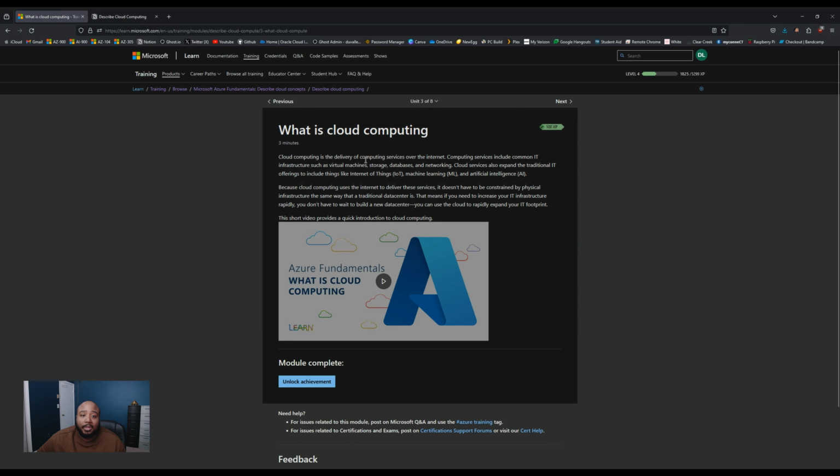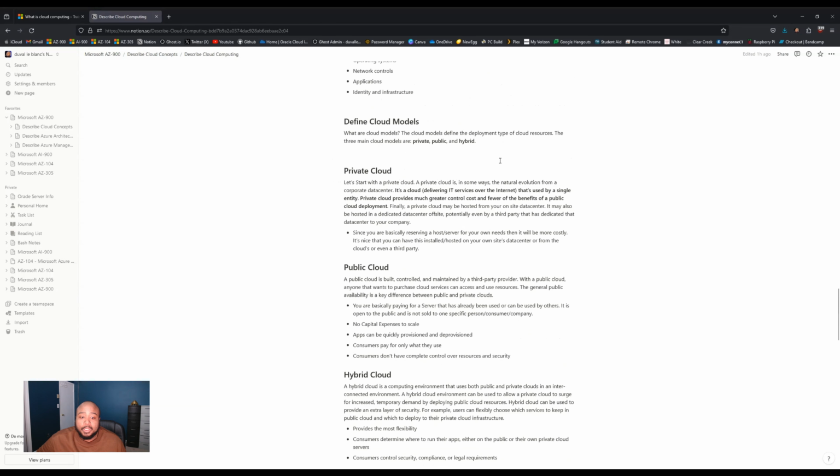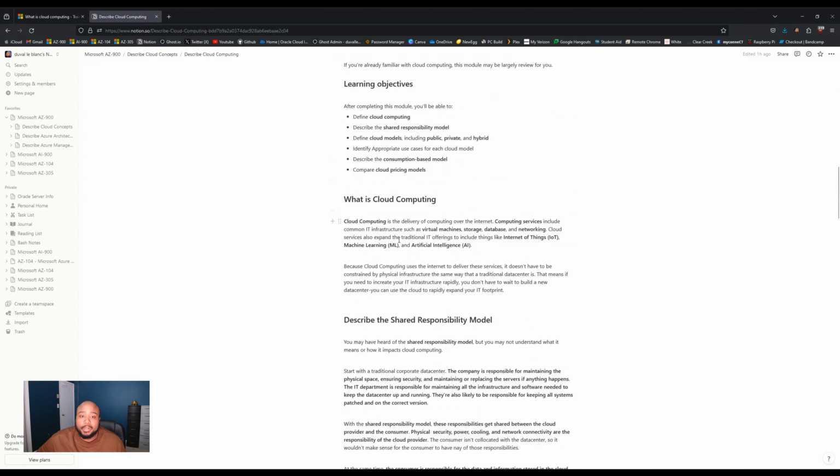So what is cloud computing? It's explaining basically cloud computing, which you can see in my notes. Let's go to it real quick. Where did I put it here? What is cloud computing? Cloud computing is the delivery of computing over the internet. That's it. Computing services include common IT infrastructure such as VMs or virtual machines, storage, database, and networking. Cloud services also expand traditional IT offerings to include things like Internet of Things, machine learning, and artificial intelligence.